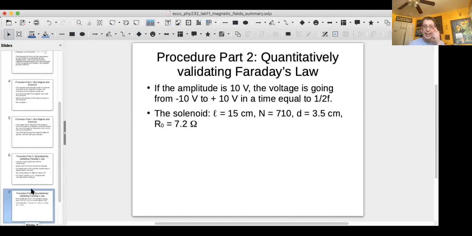So the solenoid has a length of 15 centimeters. Its N is 710. So make sure you understand the difference between N for the solenoid and N for the number of turns in the wire. The diameter of the solenoid is 3.5 centimeters. You'll need that to figure out the magnetic flux. And the resistance with no current in the solenoid is 7.2 ohms. Now, if you run some current, there's a decent chance that that resistance will go up. I did not feel the solenoid getting hot, but that doesn't necessarily mean that it didn't get at least a little bit hotter. So you keep that in mind when you're doing the error analysis for this part.